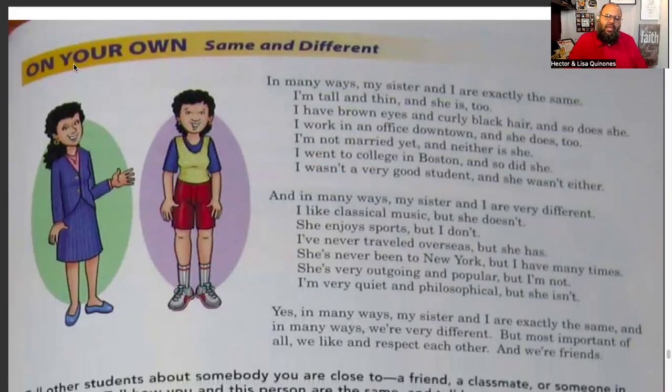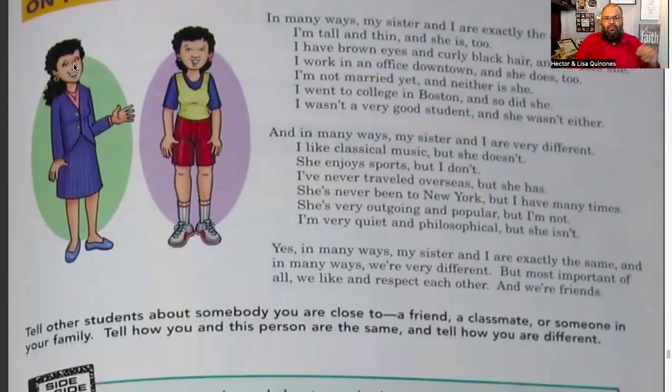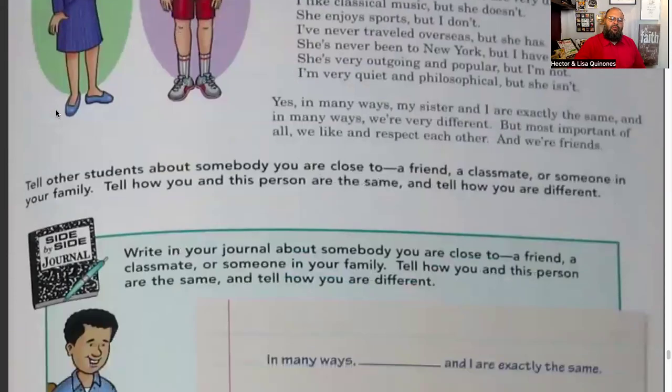On your own. Again, same and different. Please read, take a picture, complete. You're going to compare what's happening between the people that they're comparing. Like, for example, in many ways, my sister and I are exactly the same. I am tall and thin. She is too. I have brown eyes and curly black hair, and so does she. So there are things that are very similar or that are the same. But then we have some that are different, for example. In many ways, my sister and I are very different. I like classical music, but she doesn't, and so forth. So please make sure you complete this and continue going down.